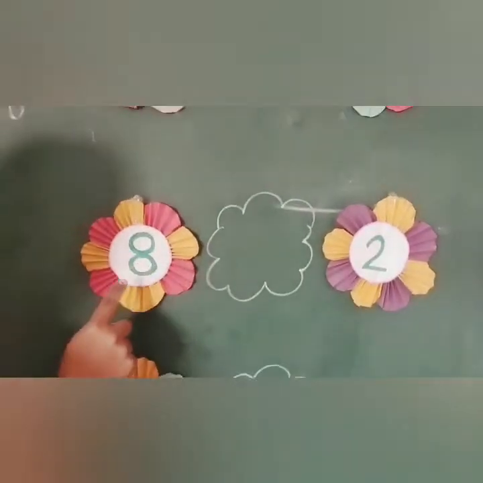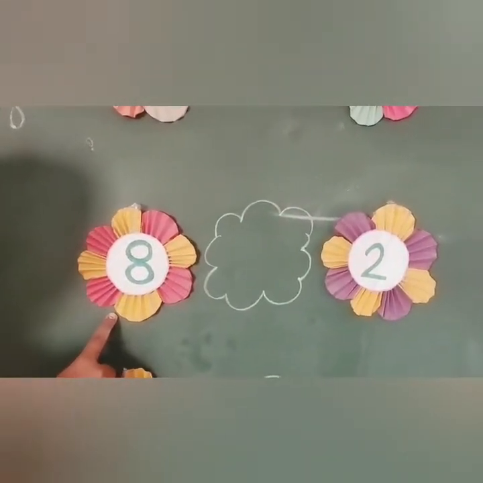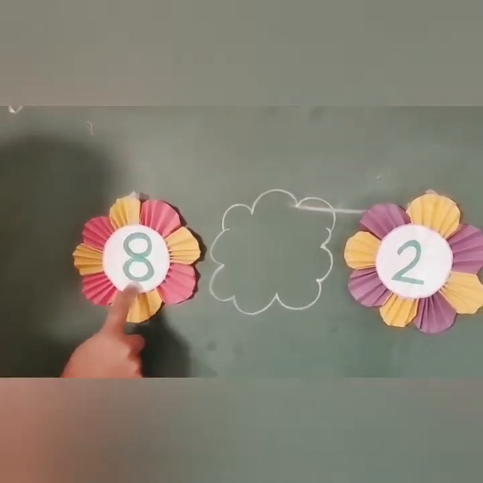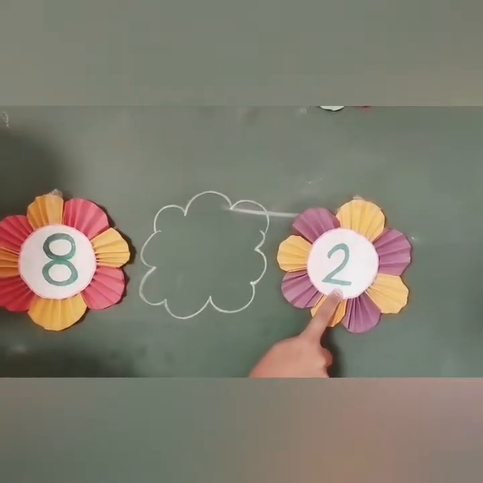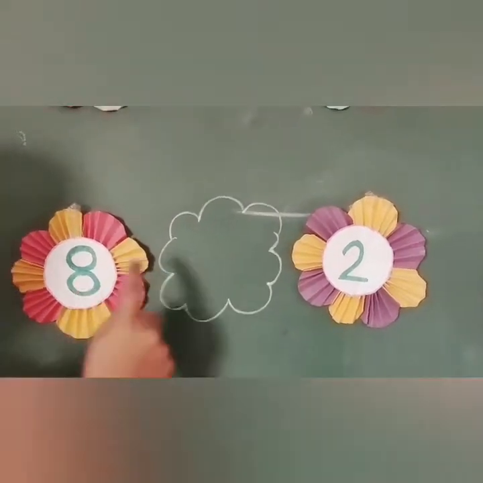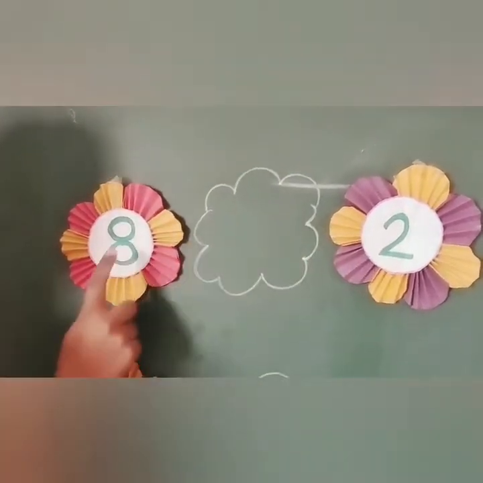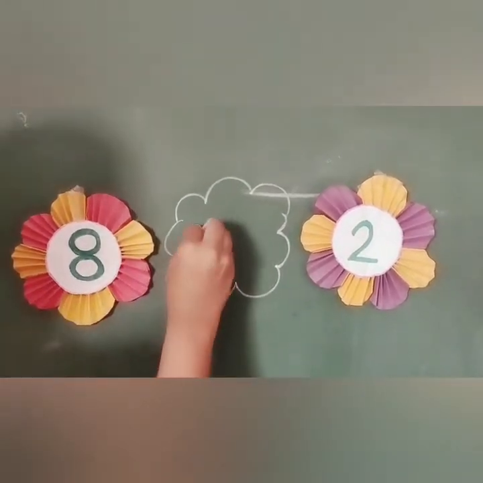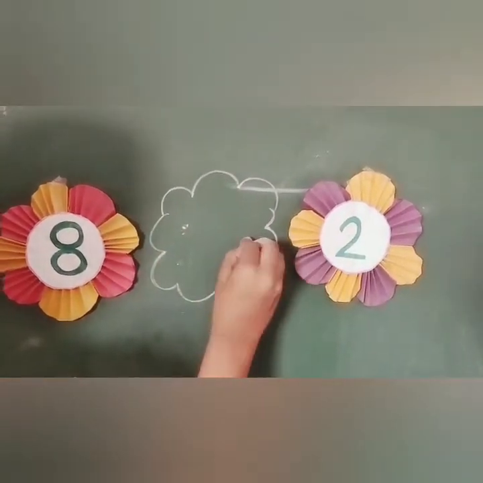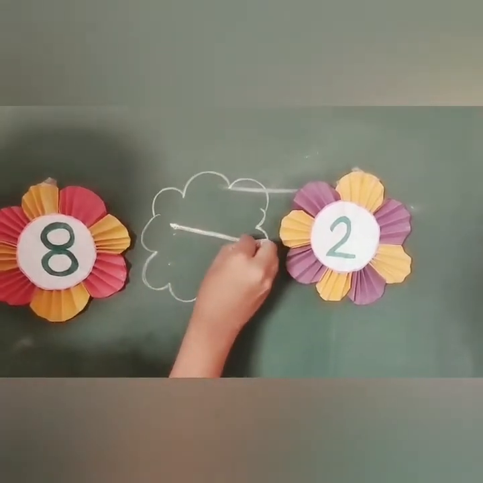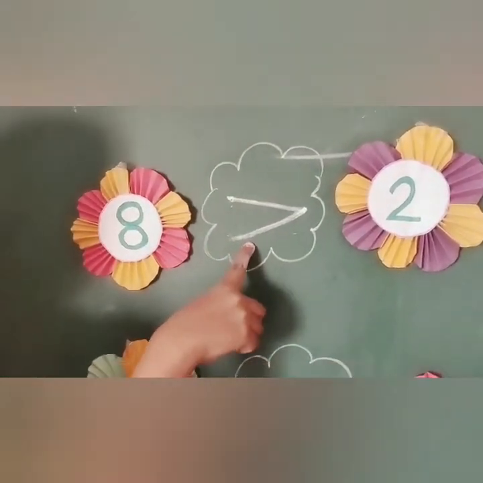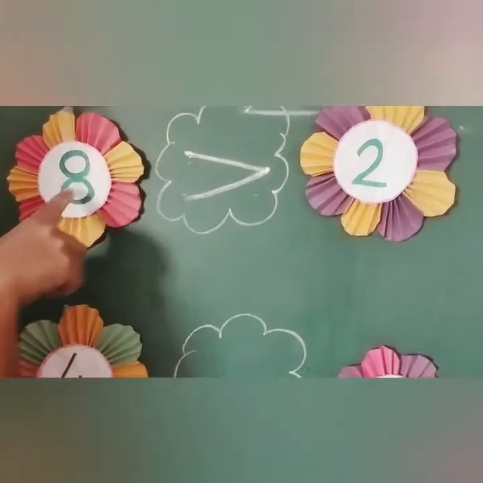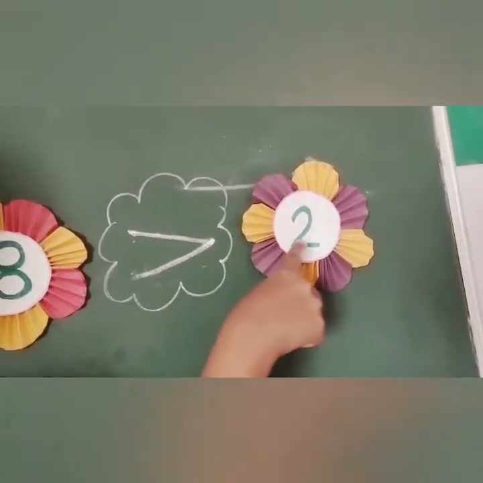Next, coming to another example, I have 2 numbers here, 8 and 2. Here I have 8, here I have 2. Which is bigger? 8 is bigger and 2 is smaller. How to show that 8 is bigger? We already know that the bigger number has 2 points, the smaller number has 1 point. Join these dots, we get the symbol of greater than. 8 is greater than 2.